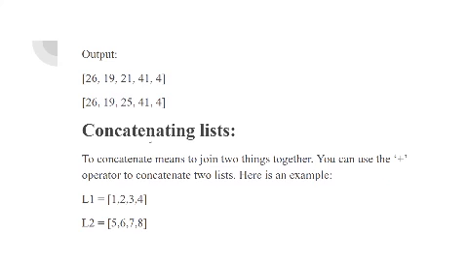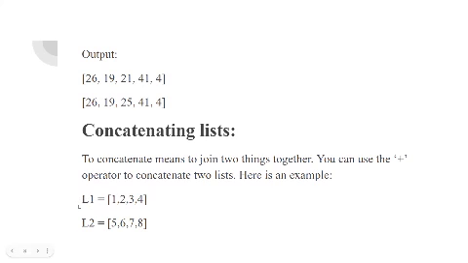Next topic, concatenating lists. Concatenation means combining two lists. To concat means to join two lists together. We can use the plus operator to concat two lists. Here is an example. Here is what it says.